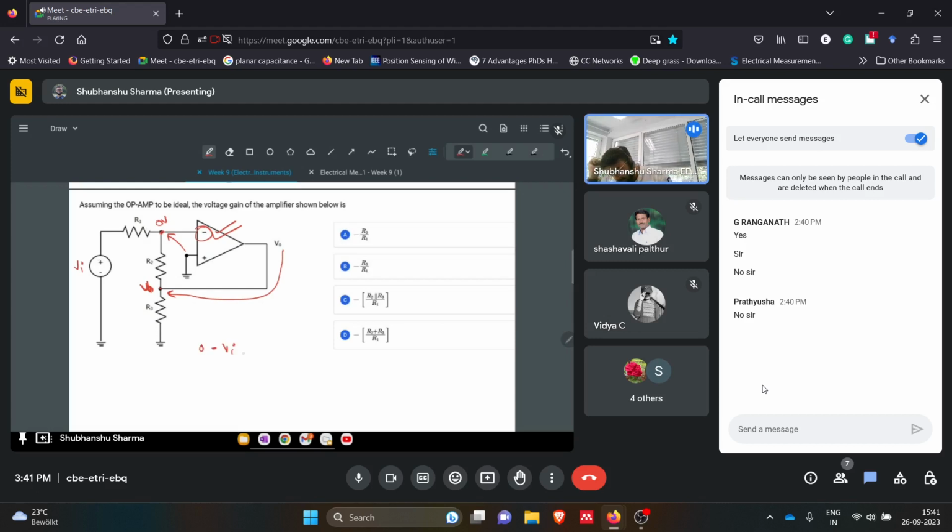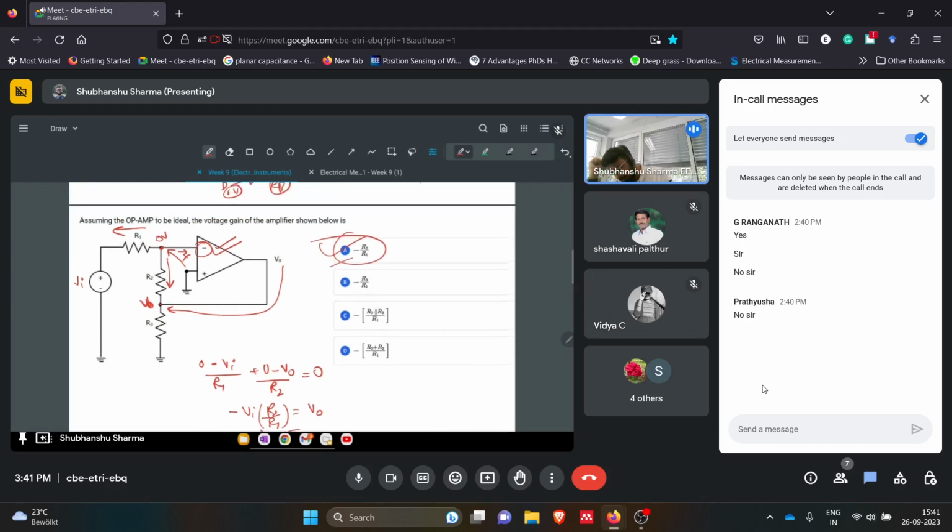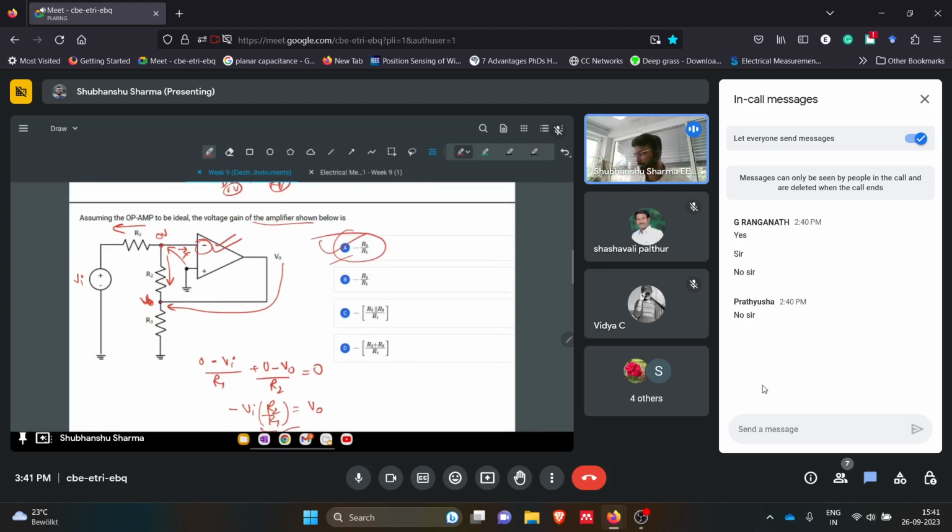So 0 minus Vi divided by R1. One current is going here, another current is going here. That will be 0 minus V naught by R2 equals 0, because no current will flow here. Okay. So what will be the Vi and V naught relation? It will be 1 by R1, then V naught by R2 with a minus sign. So this is the amplification factor of this configuration. That means R3 has no role in this configuration.